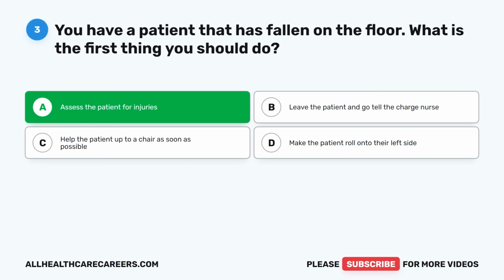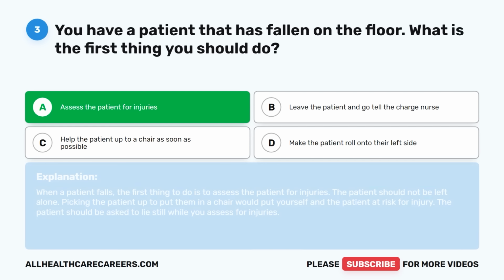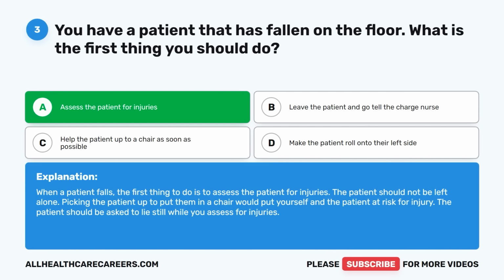The correct answer is A. Assess the patient for injuries. When a patient falls, the first thing to do is to assess the patient for injuries. The patient should not be left alone. Picking the patient up to put them in a chair would put yourself and the patient at risk for injury. The patient should be asked to lie still while you assess for injuries.